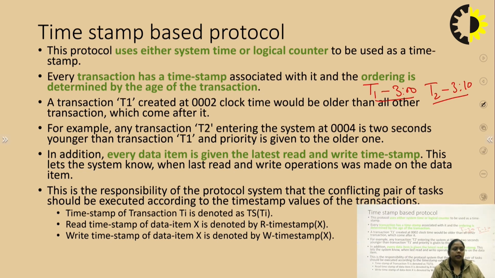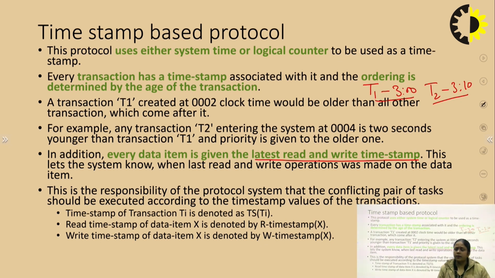Right? In addition, every data item is given the latest read and write timestamp. Okay, so firstly we should understand this thing. Every transaction will have a timestamp value here, and after that, each data item will also have a read and write timestamp value. Transaction will have a timestamp value, and a data item will also have the latest read and write timestamp value.